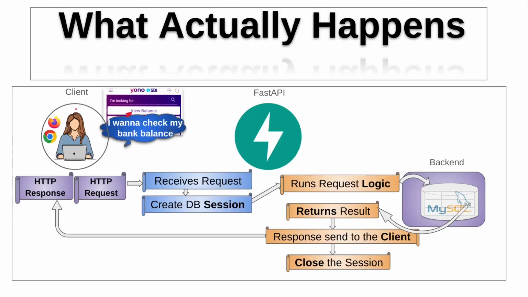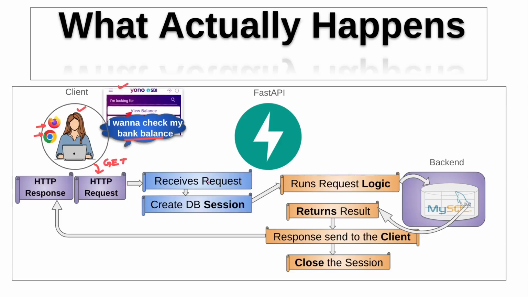Assume this client wants to check her bank balance from SBI. So she can check it from the YONO app or from any browser. This browser or app will generate an HTTP GET request, because this is a retrieval operation.